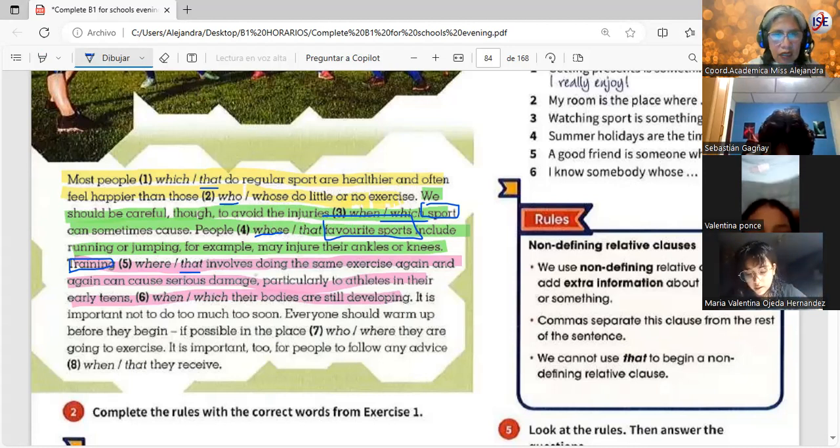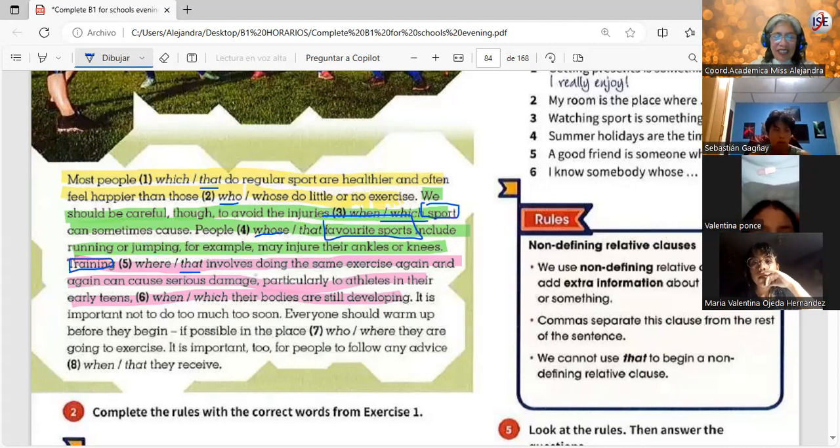Training that involves doing the same exercise again and again can cause serious damage, particularly to athletes in their early teens, when or which their bodies... Early teens is when they are 11, 12 years old. Early teens, adolescents. How could you say it in Spanish? Adolescents in the first years of their adolescence. Something like that.